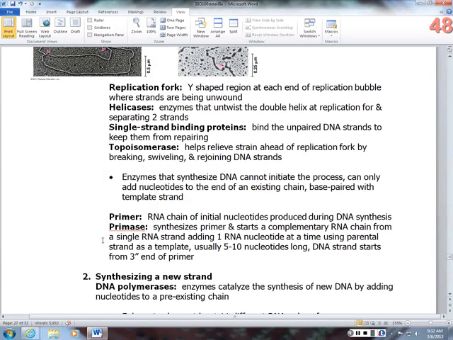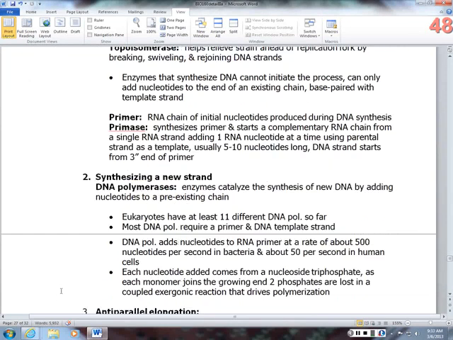So the primase is the enzyme that's going to synthesize the primer and start the complementary RNA chain from a single-stranded DNA template. It's going to add one nucleotide at a time using that template strand, and that primer is usually going to be 5 to 10 nucleotides long, and it starts from the 3' end of the primer.